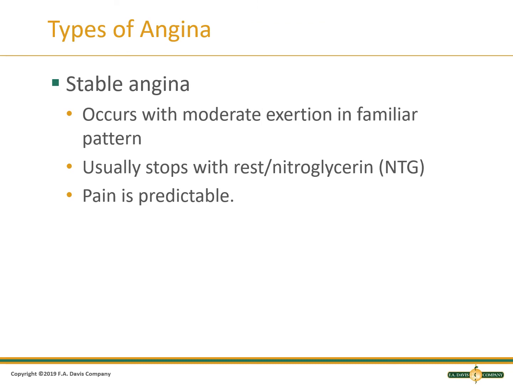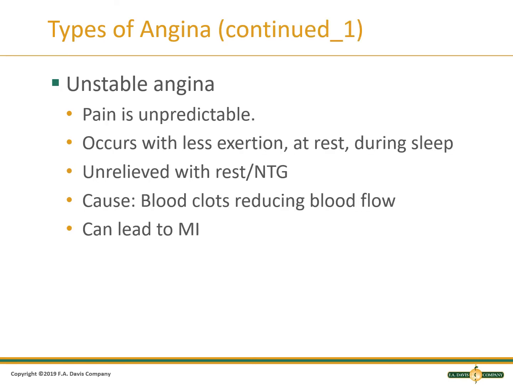So the first type of angina is stable angina. This occurs with moderate exertion and a familiar pattern, usually stops with rest and nitroglycerin, and the pain is predictable. Another type of angina is unstable angina. Pain is unpredictable, occurs with less exertion, at rest, or during sleep, and is unrelieved with rest or nitroglycerin. The cause could be blood clots reducing blood flow. This can lead to MI.